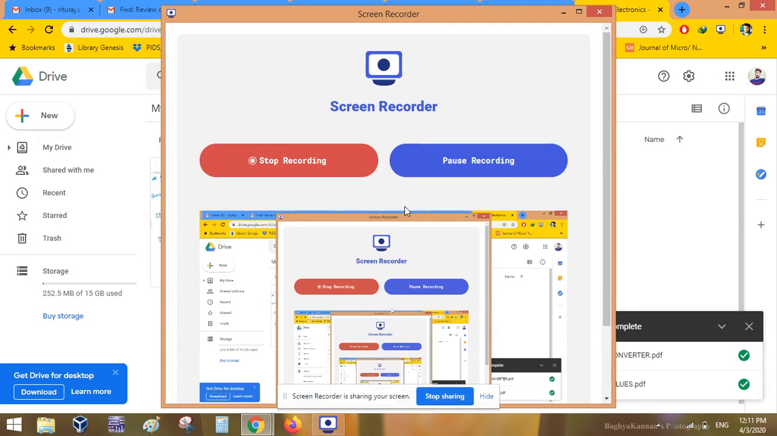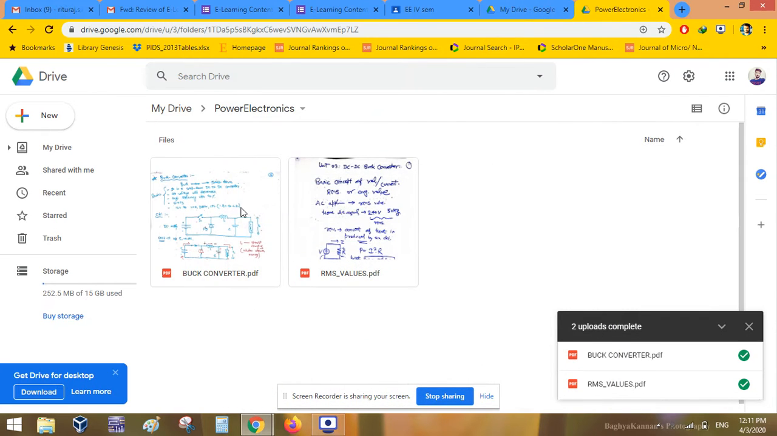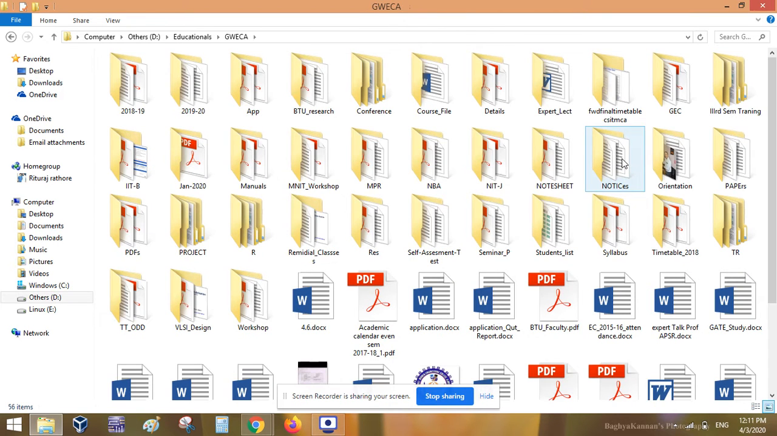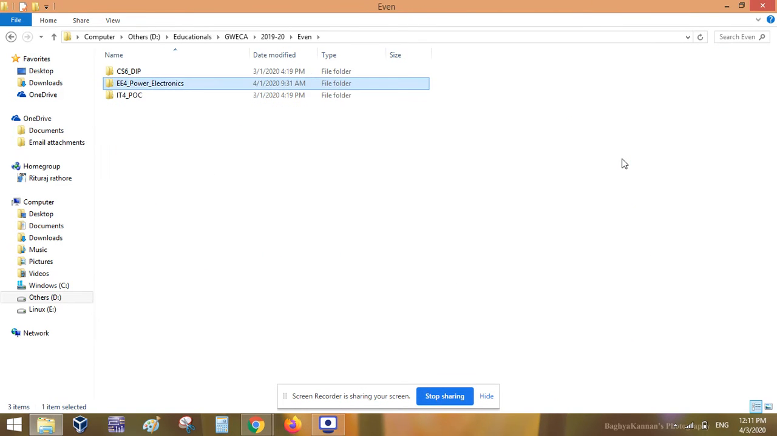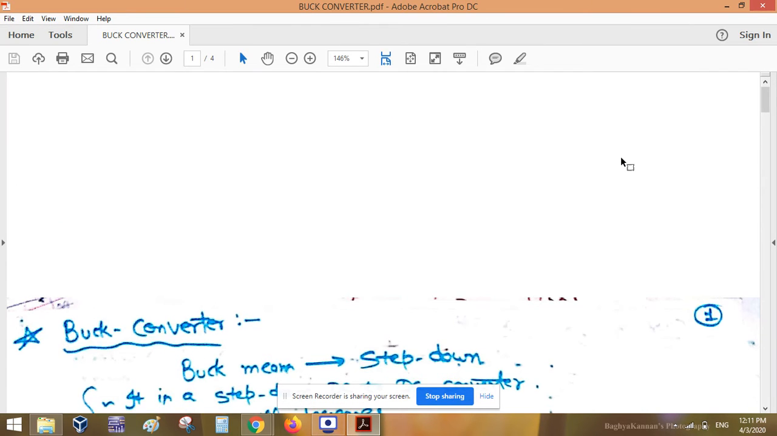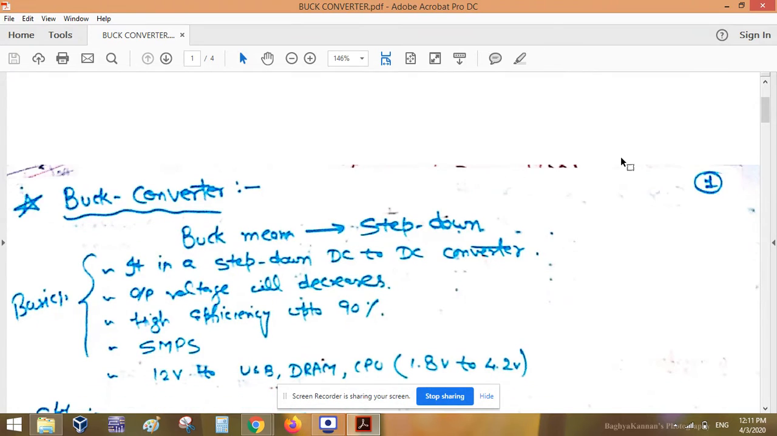Today we will discuss the DC-DC converter. In the previous class, we discussed the RMS values. So today in this class, we will discuss the DC-DC buck converter. I'll write down all the necessary points in this slide.